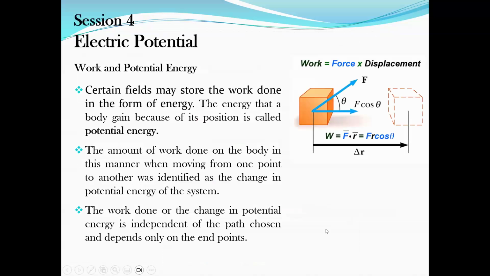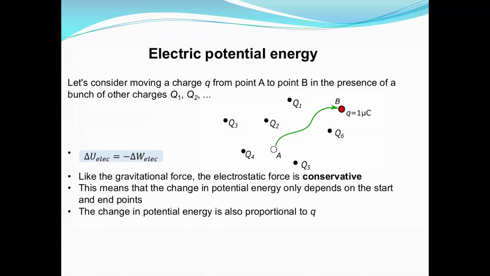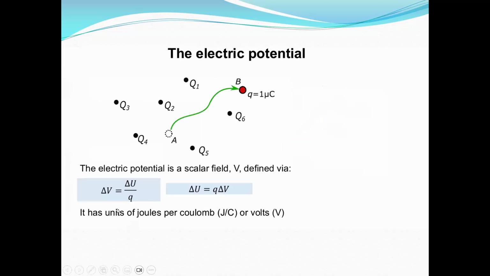I think you remember some equations you should remember, delta V. And we can find the potential energy, the conservative potential energy. Delta U is equal to minus delta W, and related equations, right? Delta V is the electric potential. It is a scalar field. Then we define delta V by delta U over Q, right?